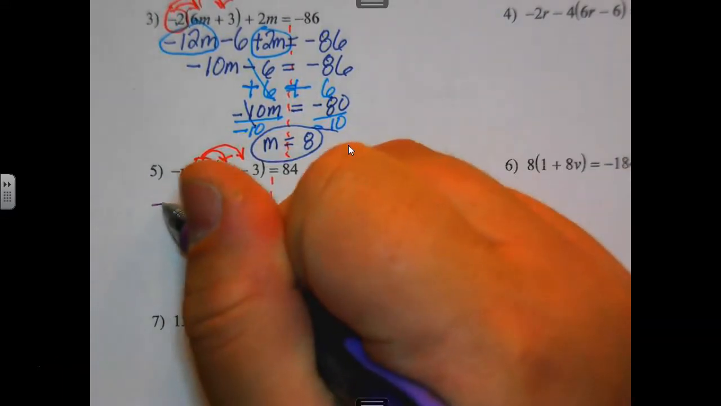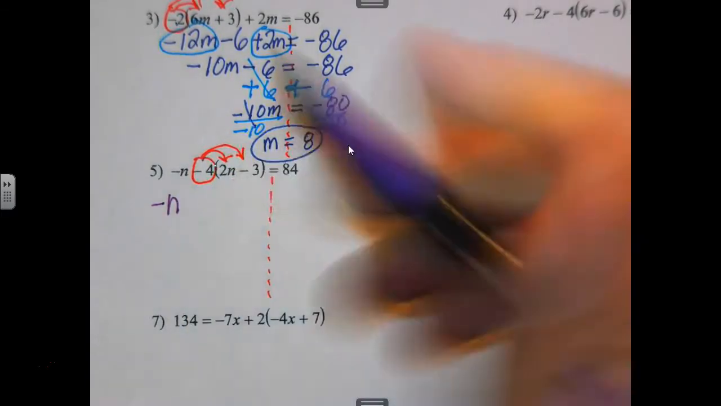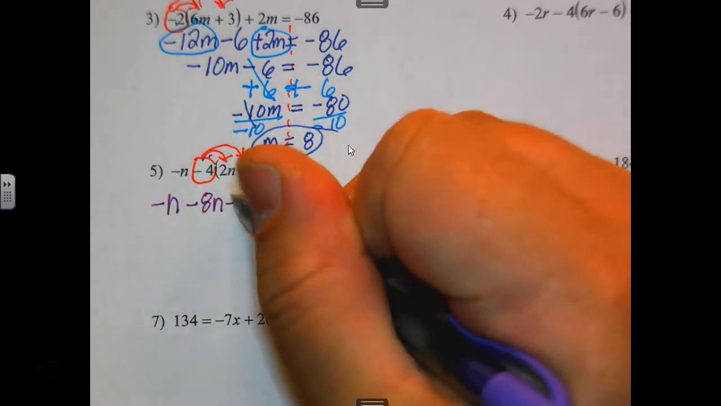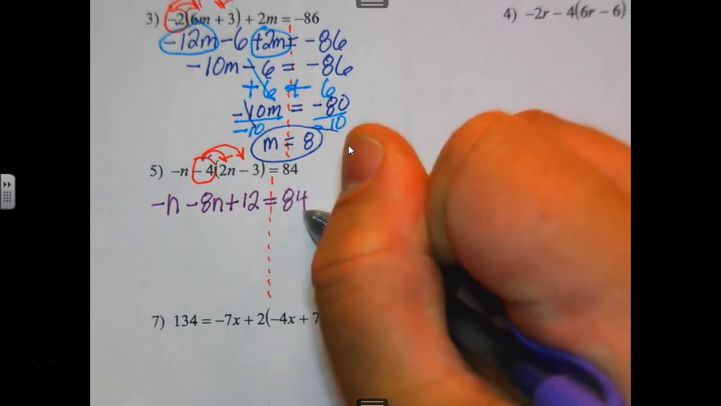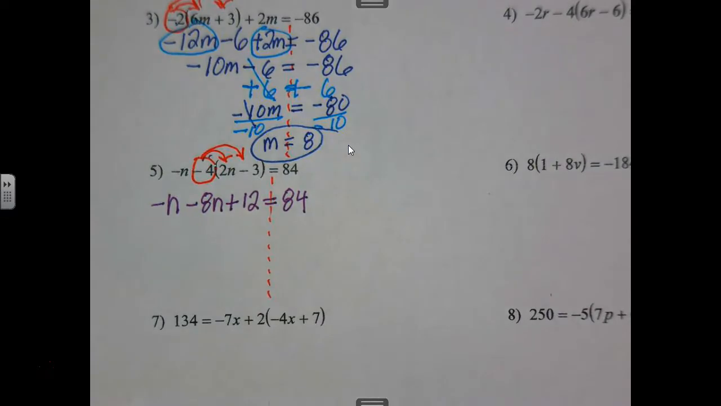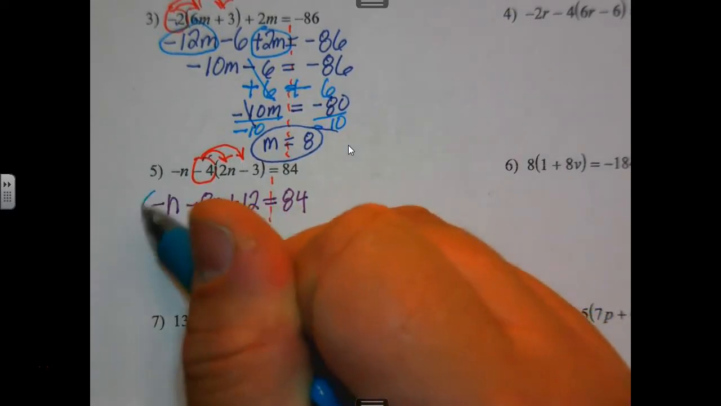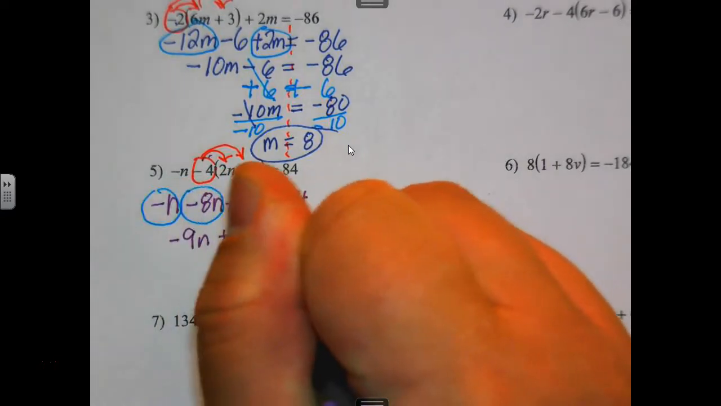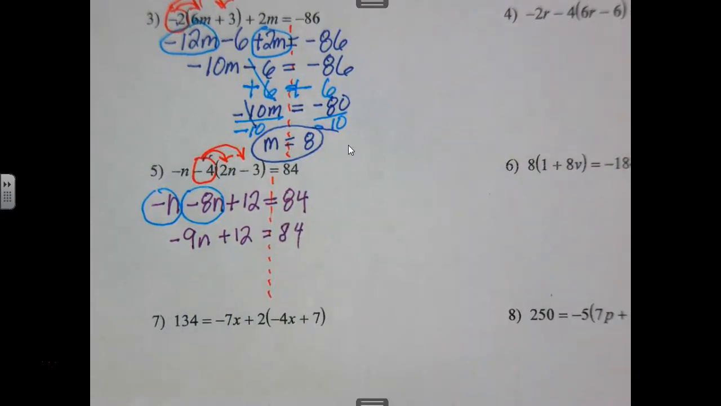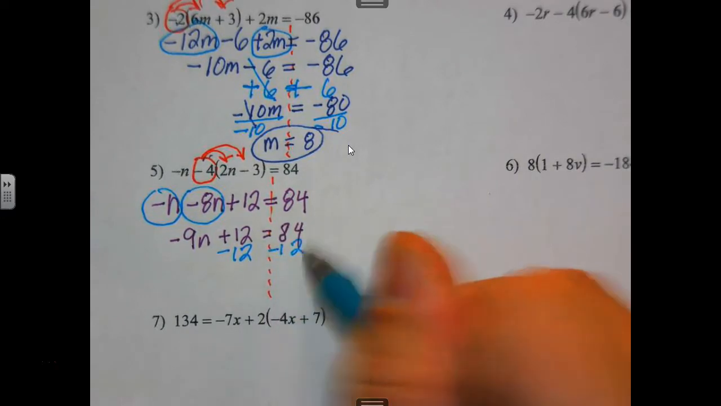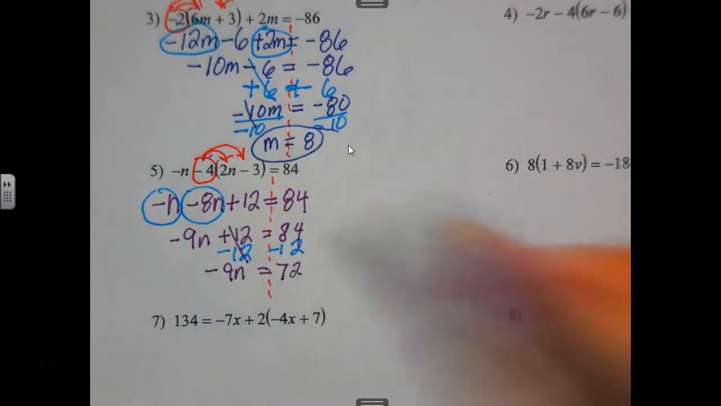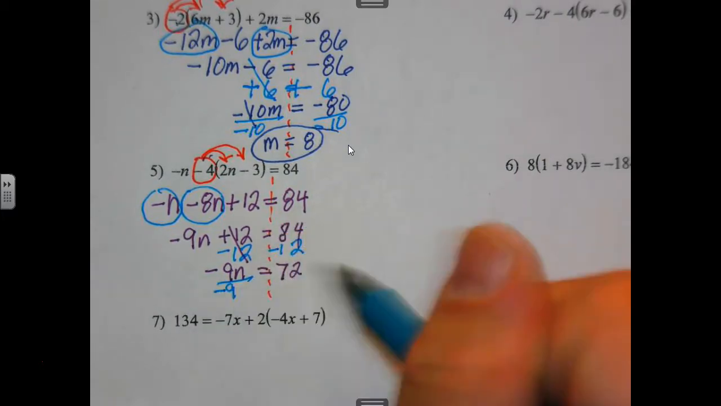We're not doing anything with it. -4 times 2n. -8n. -4 times -3. +12. Combine like terms on the same side of the equal sign. -1n minus an 8n gives me. Subtract 12 from both sides. And then divide both sides by the coefficient. -9. And I get, careful.